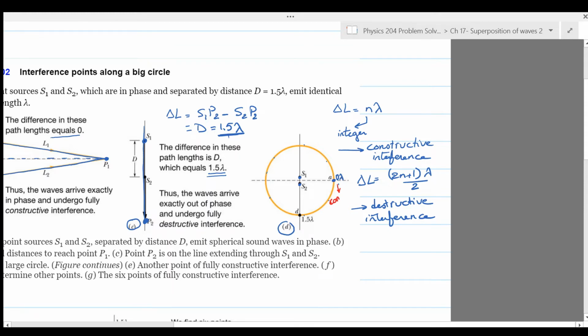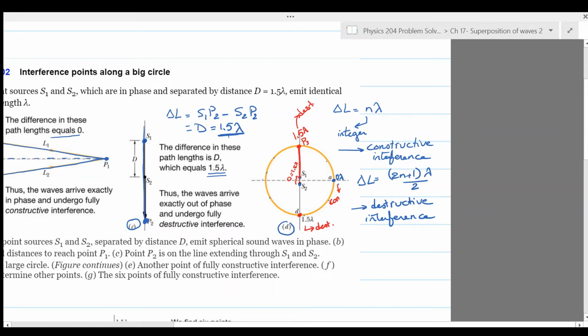We have another point D over here where we can see that the path length difference is 1.5 lambda. This is deduced from the previous part in this problem, right? So here we have destructive interference. Now, what other points can we study? We can check this point. We know that at this point the path length difference will also be 1.5 lambda because we will have S2, let's name this P3 for example, minus S1 P3, and this will give us D again, which is 1.5 lambda. So at this point we will have destructive interference.